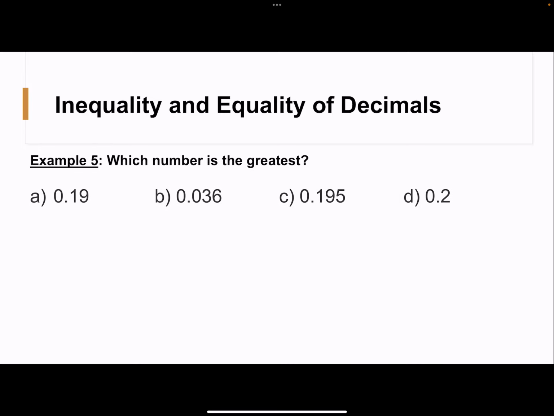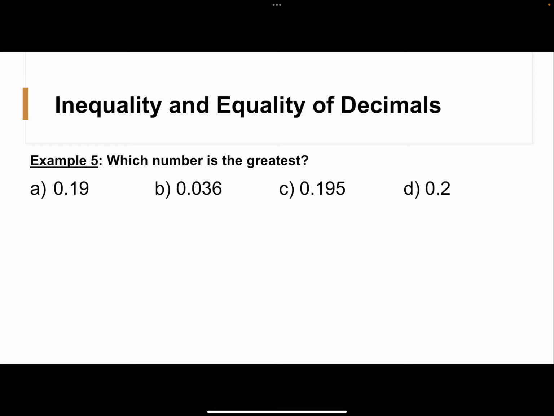Let's look at a series of numbers and try to compare which is greater. We have 0.19, 0.036, 0.195, and 0.2. So we're going to start in the tenths place value since we do not have a whole number in front. We have a 1, a 0, and a 2. Well, 2 is bigger than all those other numbers. So the one that would be greatest out of those 4 numbers is 0.2.